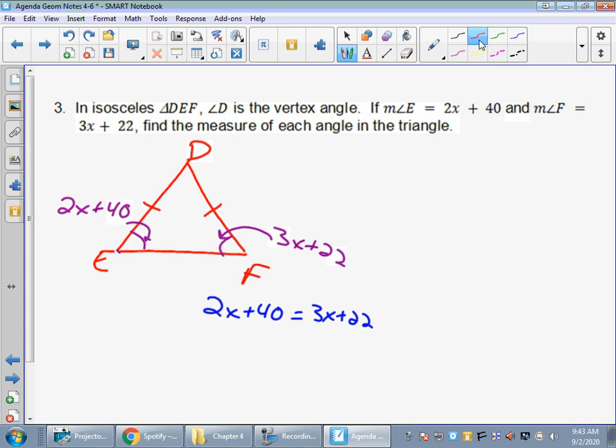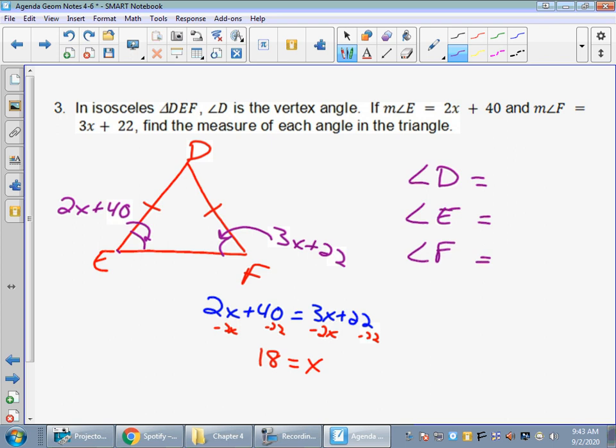So I'm going to subtract 2x from both sides. I'm also going to subtract 22 from both sides, and that's going to give me 18 equals x. So x equals 18. Now I'm able to figure out the rest of the angles by plugging that 18 in. I'm just going to write the angles over here, angle D, angle E, and angle F, and then find out what their measures are.